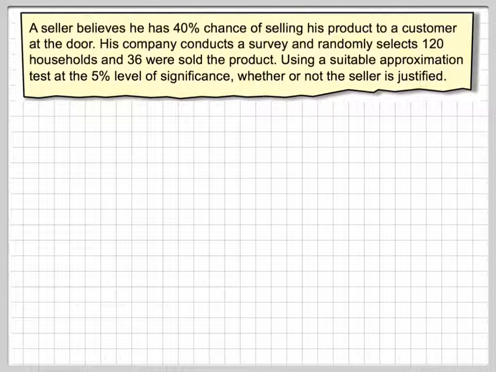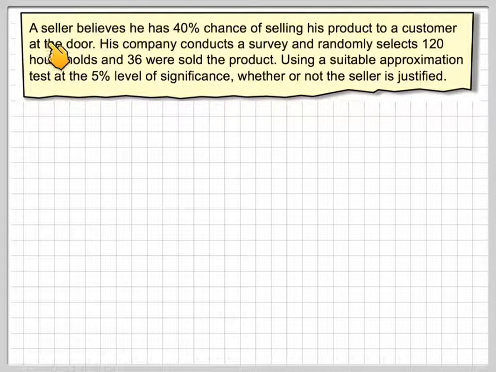Hi, in this video I'm going to show you how to test an observed value of p for a binomial distribution where you have to use a normal approximation to a binomial. At the end of this I will show a bit of technology which will allow you to do the test for you as well.